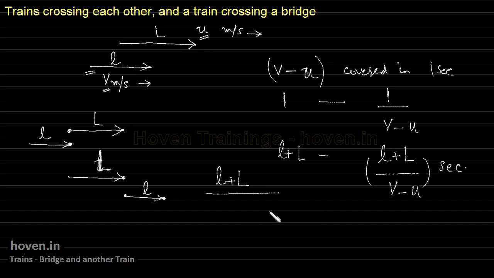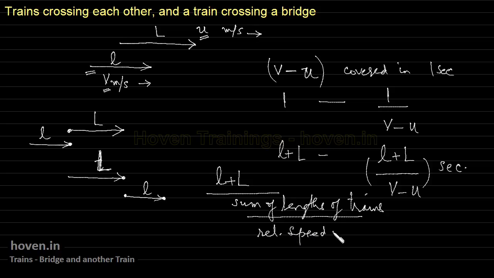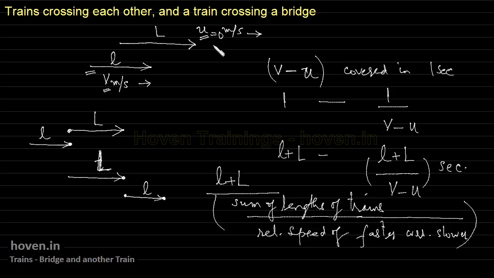So in common language we'll write the time is sum of lengths of the trains divided by the relative speed of faster with respect to slower train. So this is what is the whole story. The formula is exactly the same. If it is a bridge then it is not moving at all. U is 0. So if you substitute U equal to 0 in this formula, what will you get?